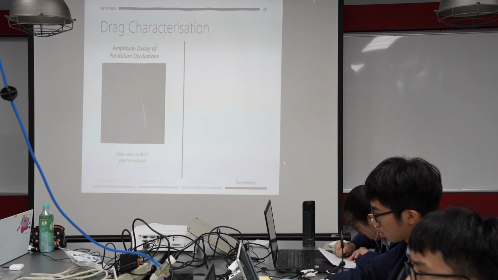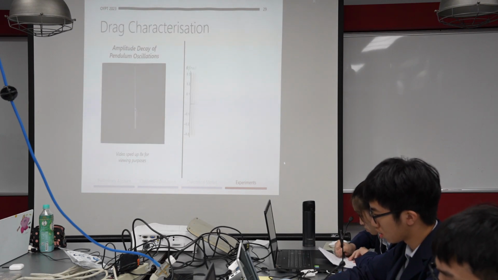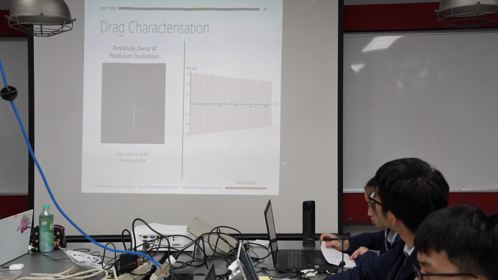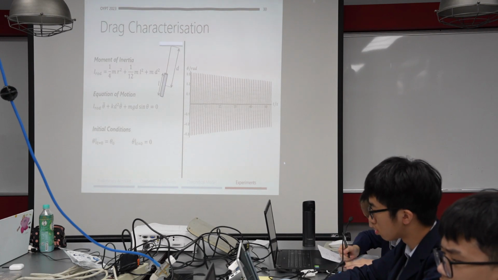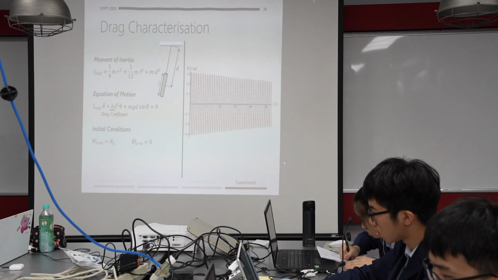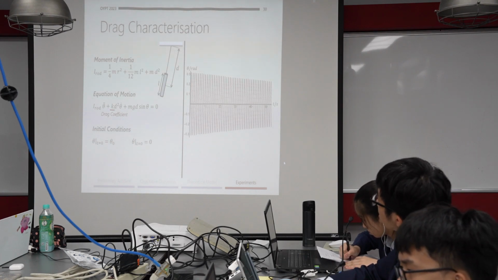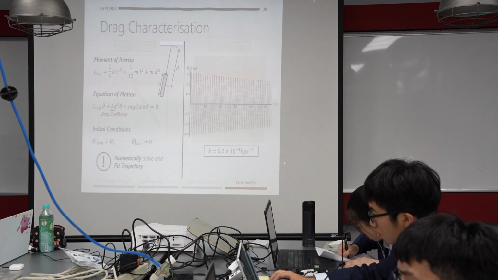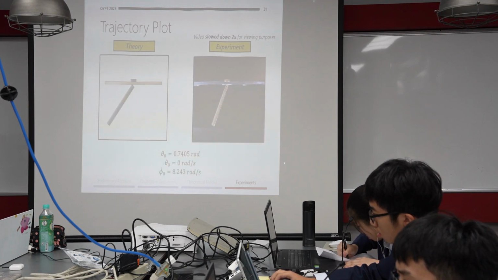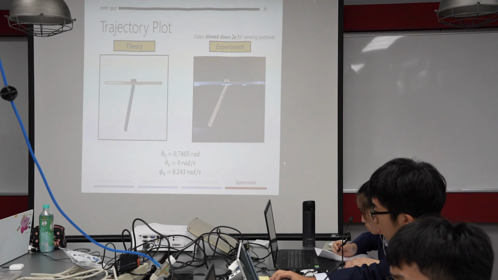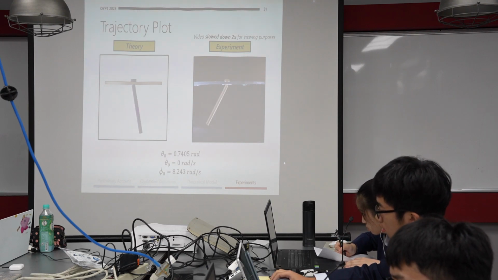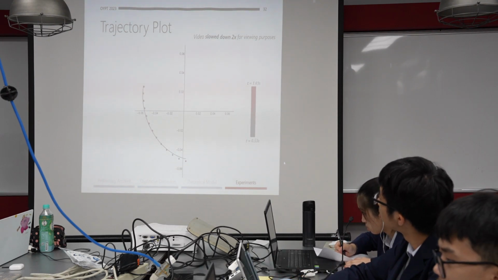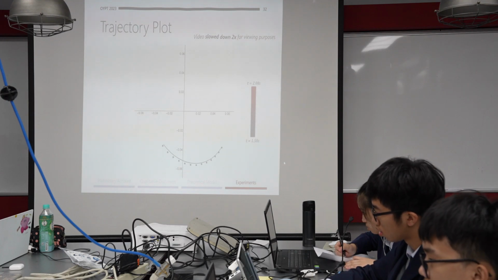To characterize the drag coefficient of the rod, we check the amplitude decay of pendulum oscillations. We then solve the equation of motion, where k is the drag coefficient, and fit the trajectory to obtain k. Hence, we can now predict the motion of the rod, and we see a good agreement between theory and experiment from the side view. And we once again see a good agreement from the bottom view.